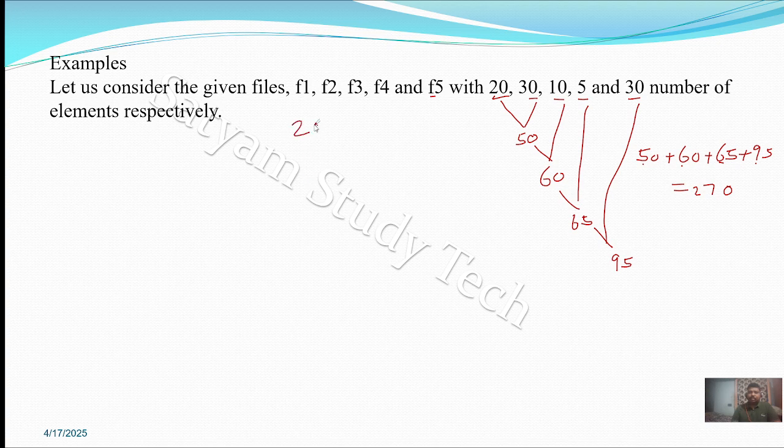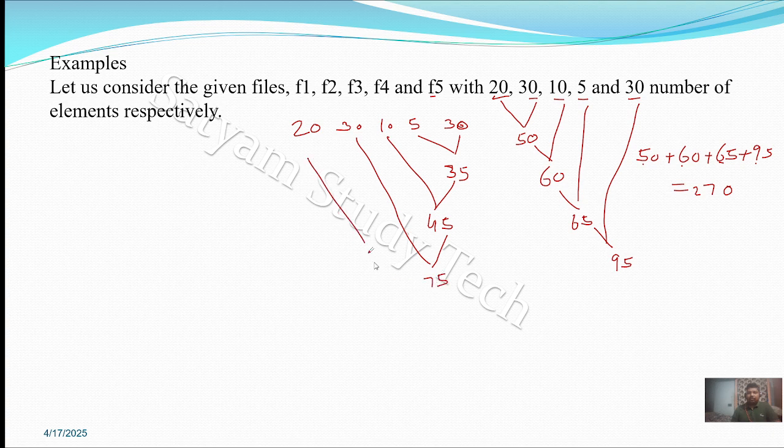Here it is, for example, 20, 30, 10, 5 and 30. For example, you can merge these two elements first: 5 plus 30 is 35, and 10 and 35 is 45. So 45, and 45 and 30 is 75, and 20 plus 75 is 95. You can see here it is 95 plus 75 plus 45 plus 35.